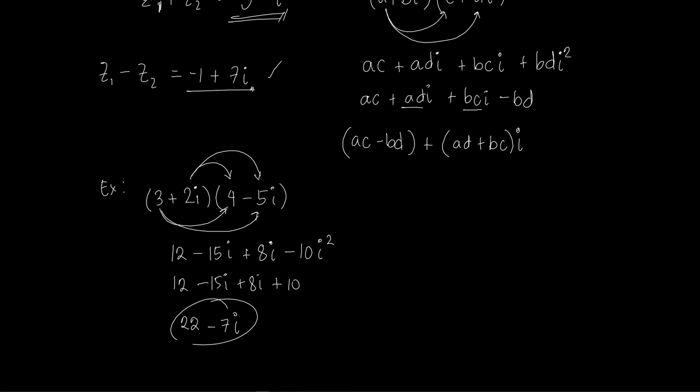Mag-divide og complex number. Okay. Before ito mag-divide og complex number, first is we have to discuss how to perform a complex conjugate. So, before mag-divide is mag-complex conjugate. Unsa na si complex conjugate? Complex conjugate is basically i-change lang daw nato ang sign sa atong imaginary part.